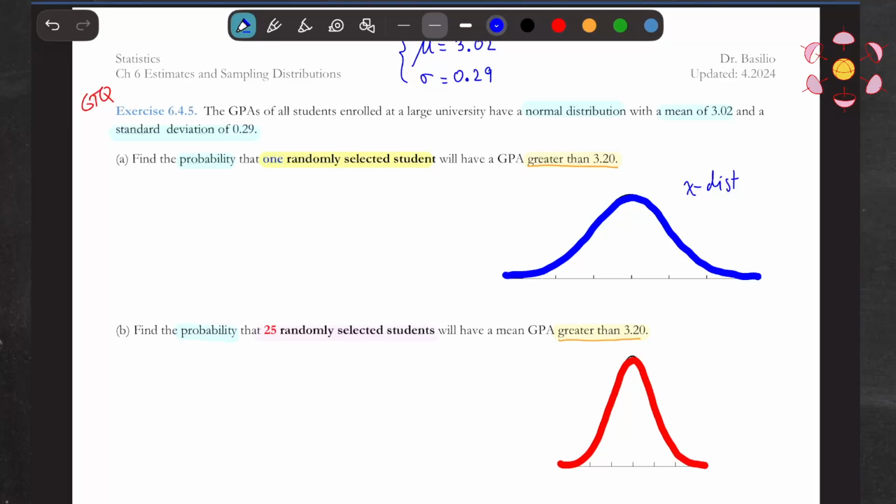So the average or the mean of the entire school's GPAs is 3.02. Okay, now what about part B? It's saying 25 randomly selected students. So this is our n is bigger than one situation. This is what triggers that we have to use the sampling distribution theory. Sorry, I can't spell. Sampling.